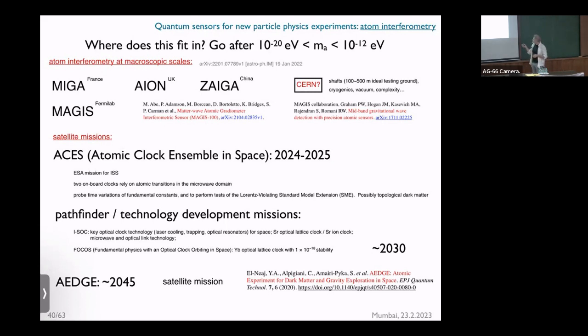Going into space also requires testing technologies incrementally. The first stage is going to be flown in a few years, where you would just put 2 onboard atomic transition clocks in the microwave domain in orbit on the ISS. And you're really trying to see how you can run interferometers in space. The next step, in around 2030, is where you're really trying to put atomic interferometers with a stability of 10 to the minus 18 into space. And then ultimately, in about 20, 30 years, dedicated satellite missions with widely separated atom interferometers in space.